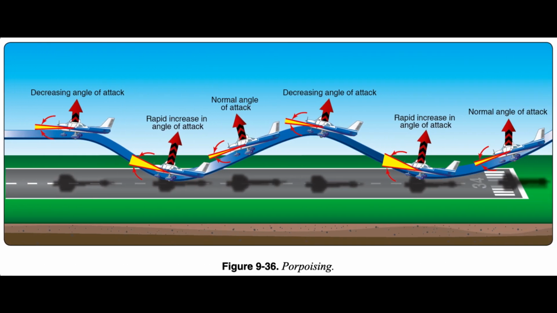Porpoising. In a bounced landing that is improperly recovered, the airplane comes in nose first, initiating a series of motions imitating the jumps and dives of a porpoise. Figure 9.36. The improper airplane attitude at touchdown may be caused by inattention, not knowing where the ground is, mistrimming, or forcing the airplane onto the runway.